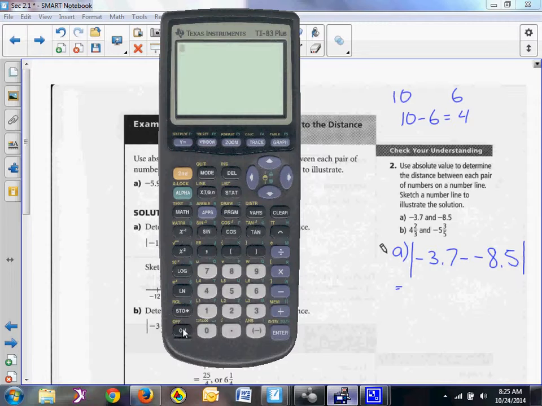Okay, so let's take negative 3.7. We're going to subtract negative 8.5. And when we do that, we get 4.8. So when I'm doing an absolute value, I can't take the absolute value symbols away until I only have one number left in there. So what I have is the absolute value of 4.8, which is 4.8.